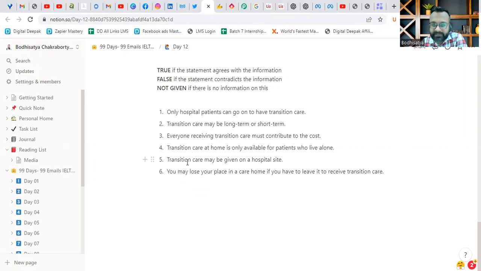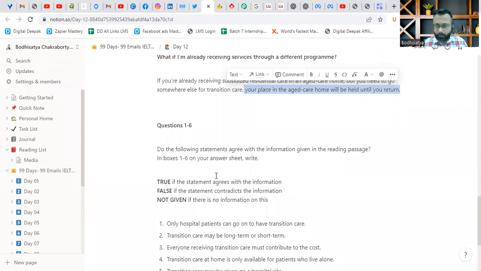So the answer to question number six will be false because it is directly contradicting the statement given in the passage. So your place at the old age home is not going to be lost. You're not going to lose it because they're going to hold your place. Your place in the aged care home will be held until you return. As you can see, we have to clearly understand what is given in the statement versus what is given in the questions.